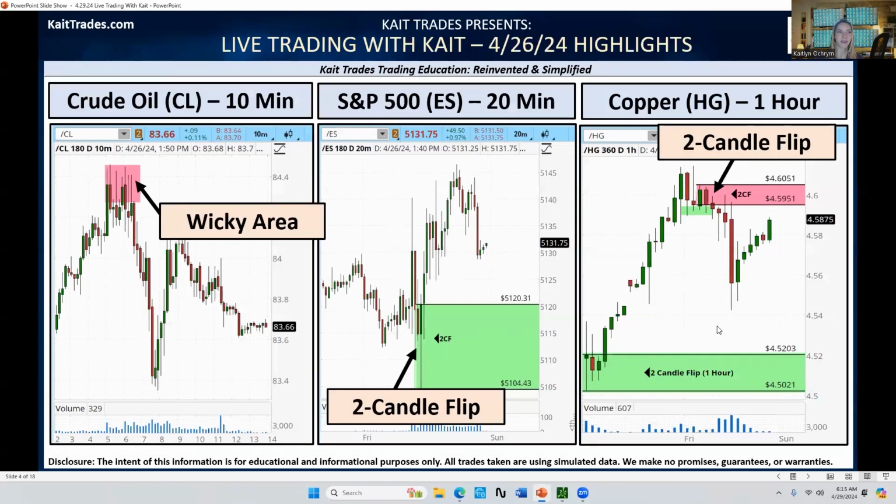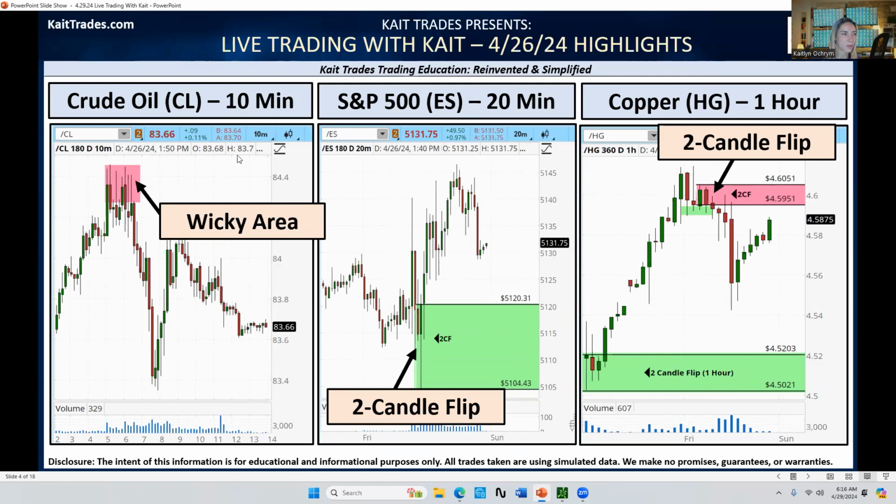You also may have seen this from our email that I sent out last week as far as some of the highlights from the trades that we did on Friday. So I just wanted to go over them briefly as we start today's session, honing in on those key things that we look for, which are the 2-candle flips as well as the wick areas. We had 3 successful trades on Friday, all of them based on the wicky areas and the 2-candle flips.